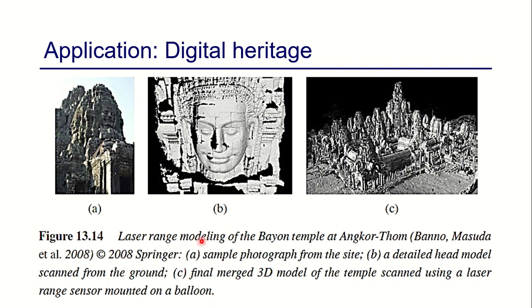Laser range modeling of the Bayon temple at Angkor Thom: the first picture is a sample photograph from the site, the second one is a detailed head model scanned from the ground, and the third one is the final merged 3D model of the temple, scanned using a laser range sensor mounted on a balloon.